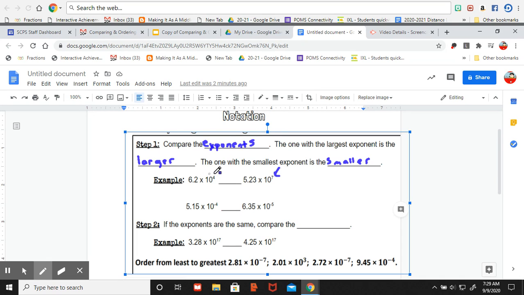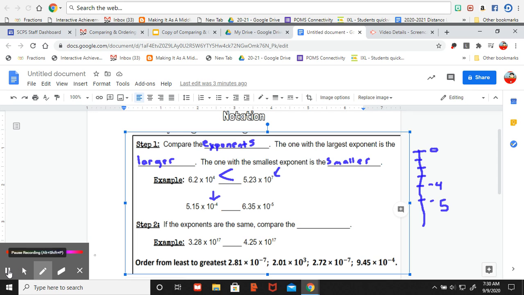So when you're comparing these two examples right here, 6 and 2/10 times 10 to the positive fourth power, and 5 and 23 hundredths times 10 to the positive seventh power, the larger exponent, and I put an arrow there, is the positive 7. Therefore, 6 and 2/10 times 10 to the fourth power is less than 5 and 23 hundredths times 10 to the seventh power.